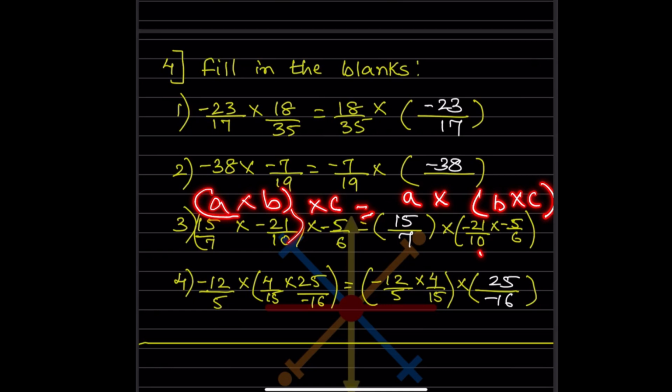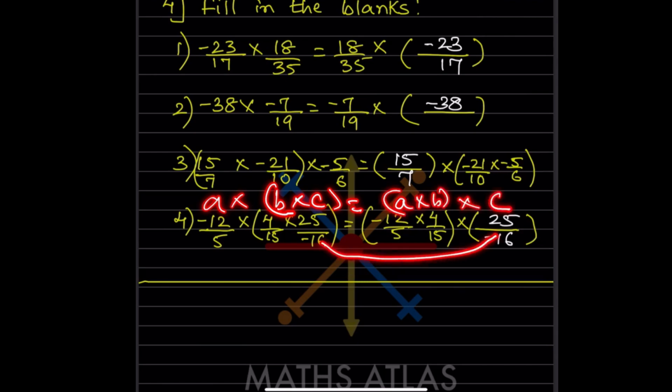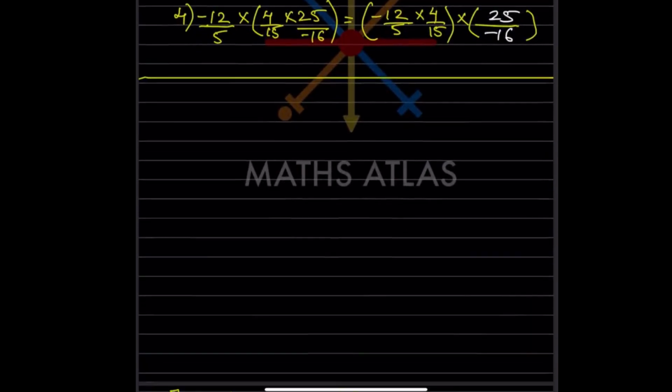So just have a look at this one. This is B and this is C. So now here A into B into C is equal to A into B into C. So now just have a look. This is C, this is B, and this is A. So hope this is clear.